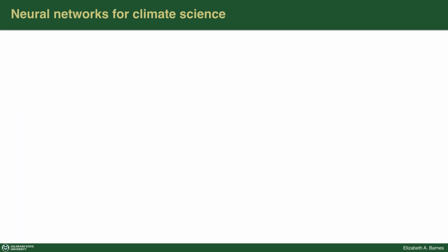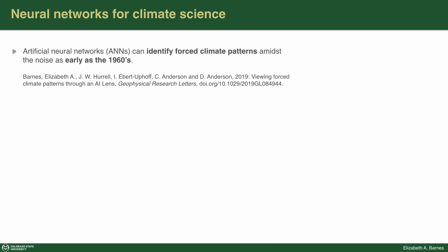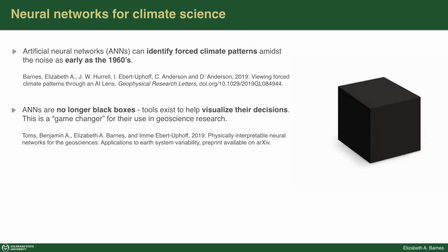So in my mind, neural networks for climate science are a very exciting new avenue of research. Here I've shown you that artificial neural networks can identify forced climate patterns amidst the noise as early as the 1960s. This work has just been published a few weeks ago in Geophysical Research Letters, if you're interested. Second, neural networks are no longer black boxes. Tools exist now to help visualize their decisions. And this, in my mind, is an absolute game changer for neural network applications in geoscience.